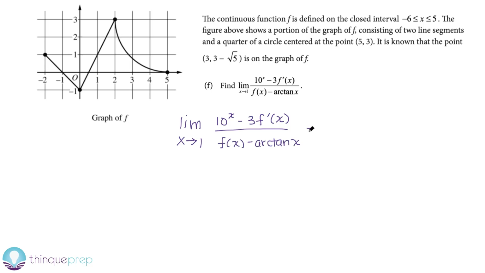Now, after I rewrite the question, then I could go ahead and do a direct substitution to see what I get. 10 to the first minus 3 f prime of 1 all over f of 1 minus arctan of 1.